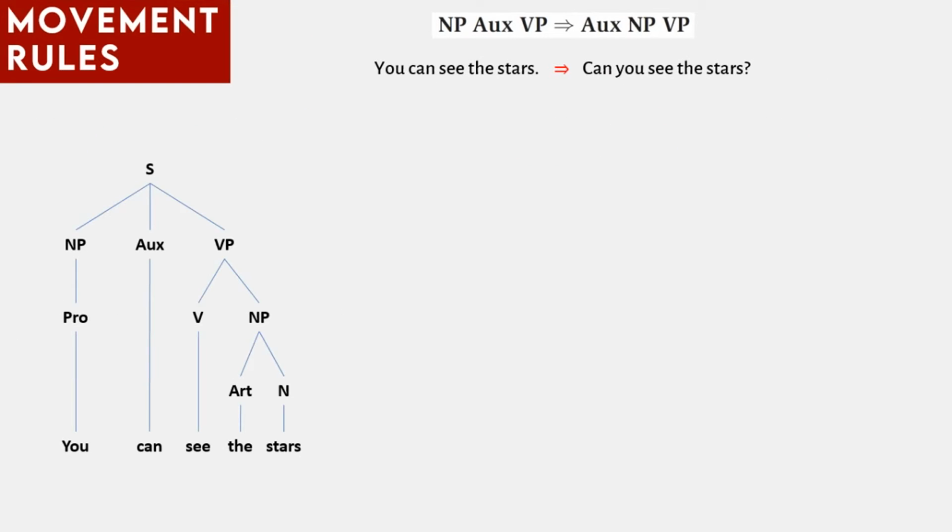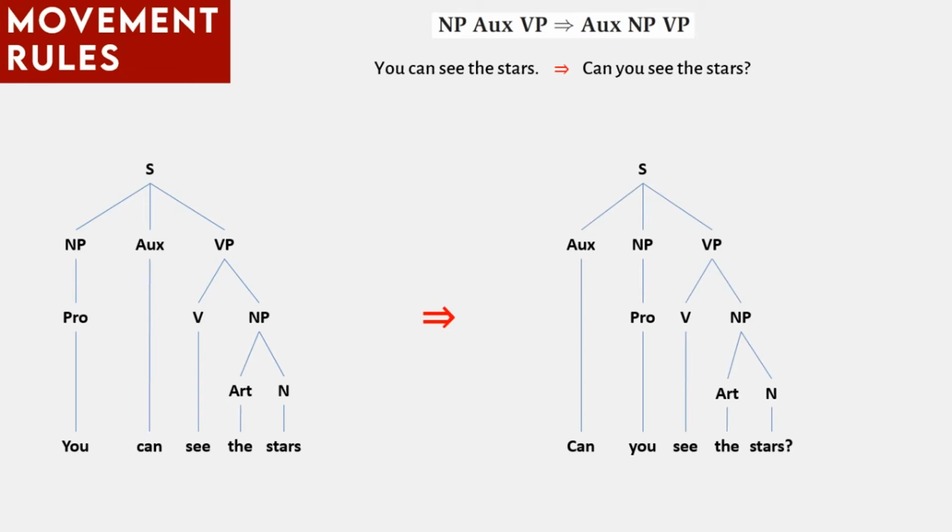We have this diagram. The sentence is composed of a noun phrase, a pronoun, you, then the auxiliary, can, and finally the verb phrase: the verb, see, and the noun phrase, the stars, composed of an article and a noun, but we changed that. If you can see the pattern, only the verb phrase doesn't change in anything at all, okay? Only the position of the auxiliary and the noun phrase changes.